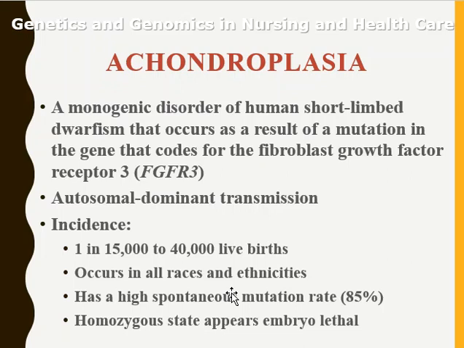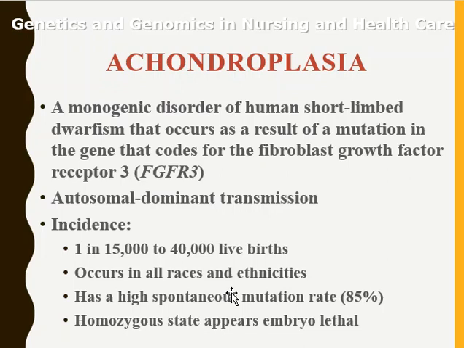Okay, moving on to achondroplasia. Achondroplasia literally means without cartilage. Okay, another monogenic disorder of human short-limb dwarfism that occurs as a result of a mutation in the gene that codes for the fibroblast growth factor receptor 3, or FGFR3. It is autosomal dominant. Okay, you see the incidence here. It occurs in all races and ethnicities.